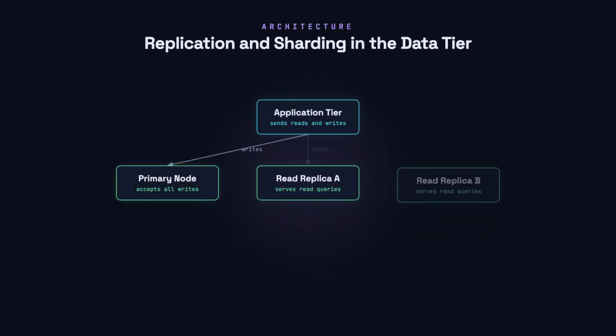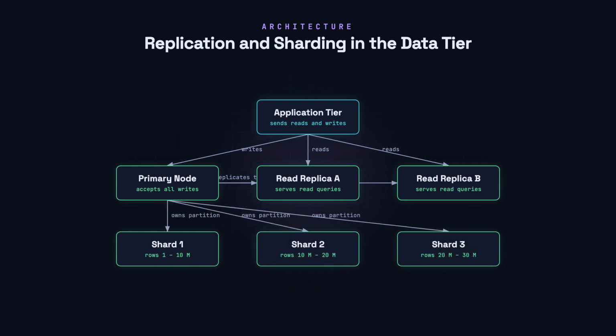Here is what the data tier looks like when both techniques are applied. The application tier sends all writes to a single primary node. That primary continuously copies, or replicates, every change to one or more read replicas, which the application can query freely. Separately, the data itself can be partitioned, or sharded, across multiple nodes, each owning a distinct slice of the data set. Replication multiplies read capacity, sharding spreads the data volume and write load.